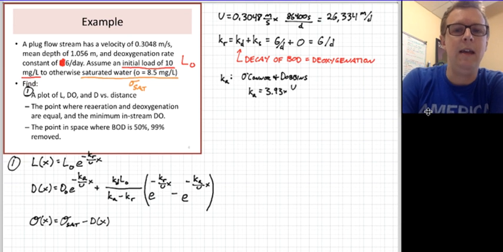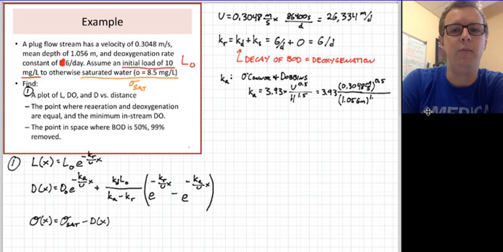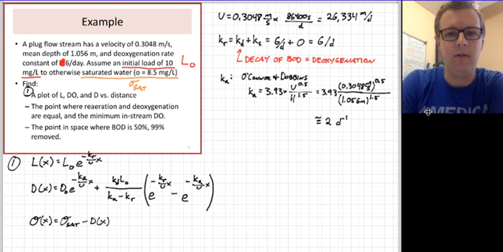Looking at Ka, I went to Chopra. I looked up reaeration formulas for rivers. Given this velocity and this depth, that put us in the range to use the O'Connor and Dobbins formula. And so you can see I've written that out, 3.93 times velocity to the 0.5 divided by depth to the 1.5 power. I get an answer of about 2 per day.